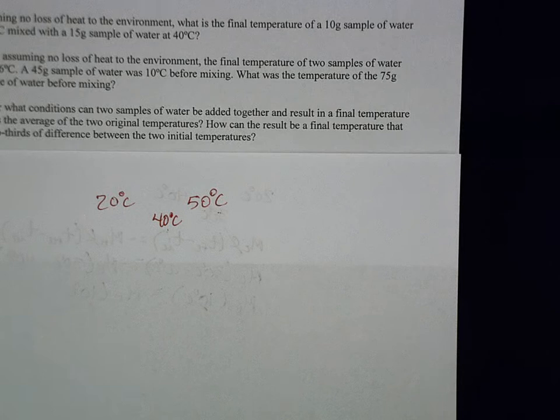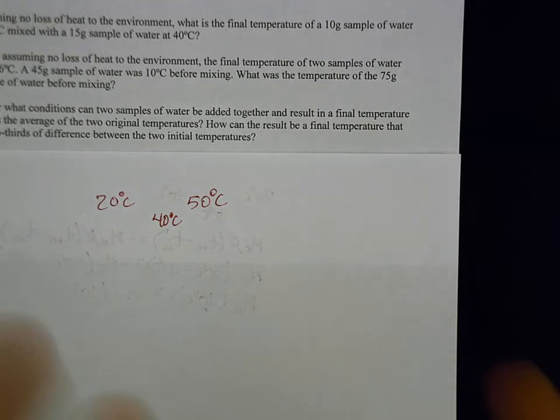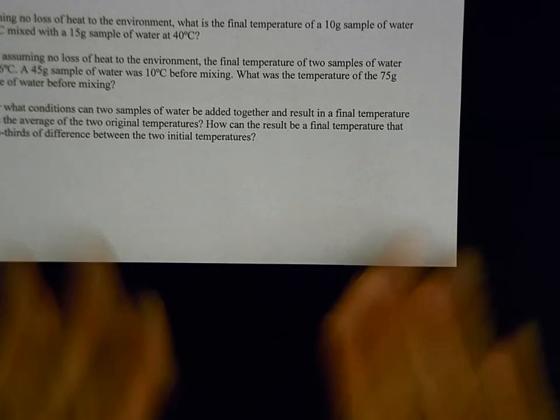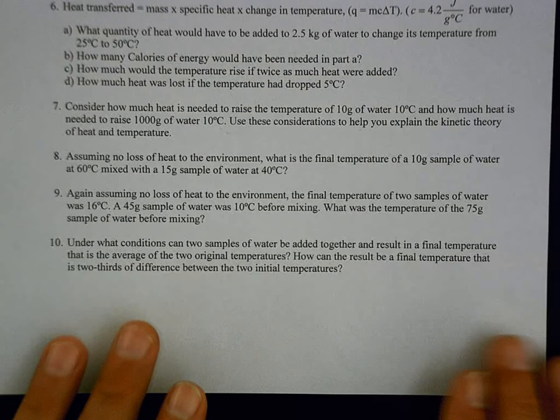So that's what I wanted you to see with number 10. In other words, you could, using this equation, actually figure out how much cold and how much hot water you needed to get whatever kind of final temperature in between the two you wanted. Halfway, 2/3 of the way, 3/4 of the way, you could adjust the masses to get that final temperature. So that was the idea for these problems.